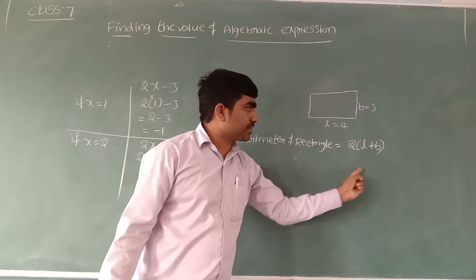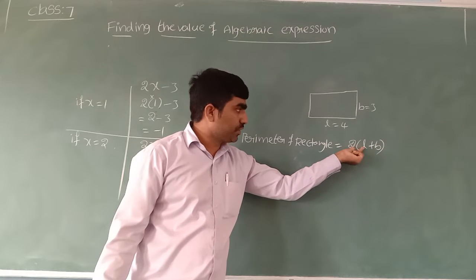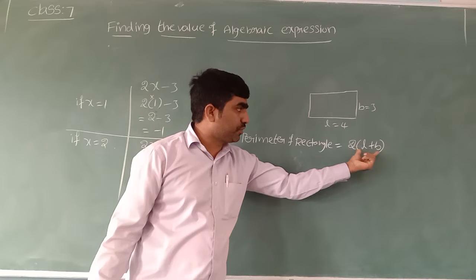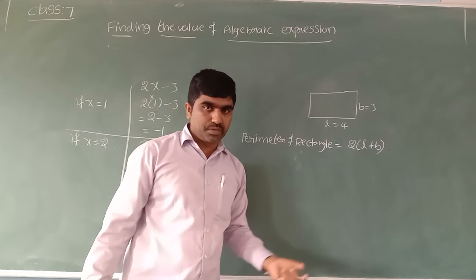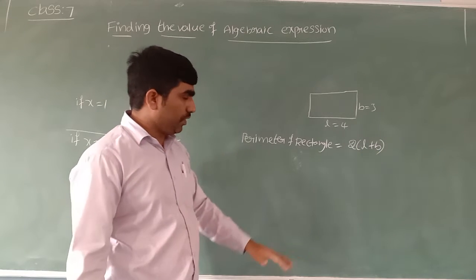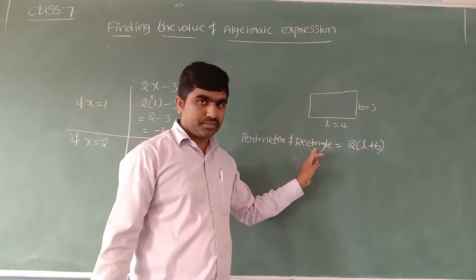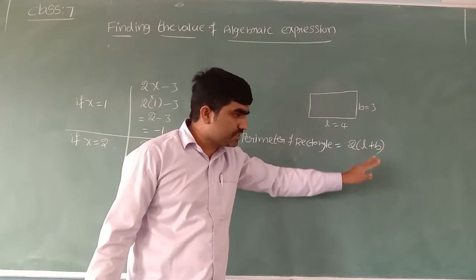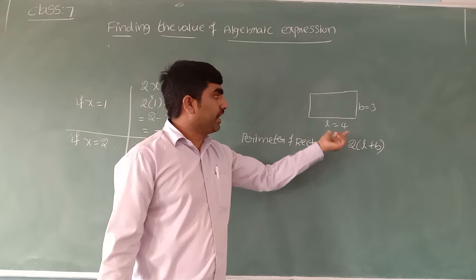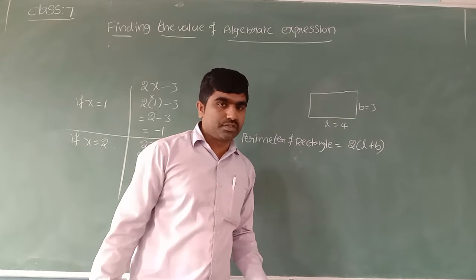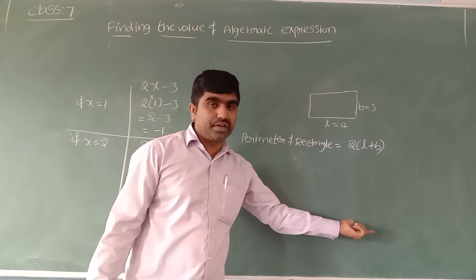Actually it is one algebraic expression. See, a collection of terms: 2 into L, 2L, plus 2 into B, 2B. 2L plus 2B is an algebraic expression. Now, to know the perimeter, we have to find the value of that algebraic expression at L equal to 4, B equal to 3. We have to find the value of that expression.